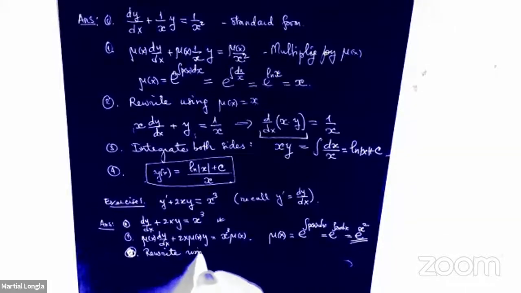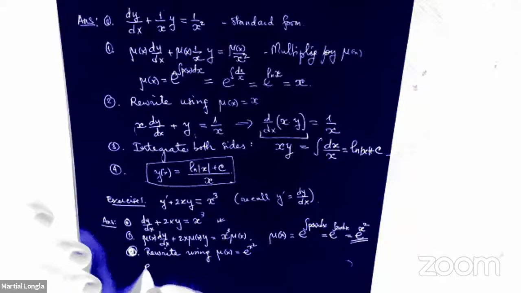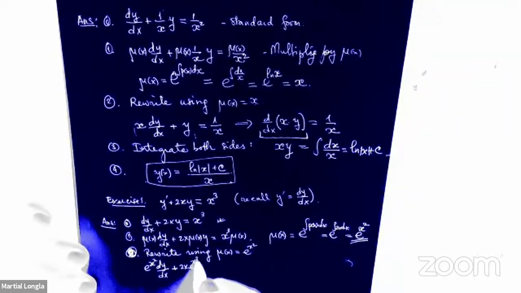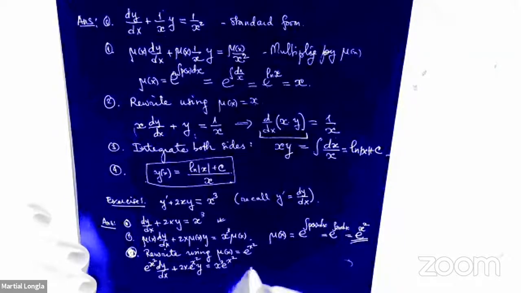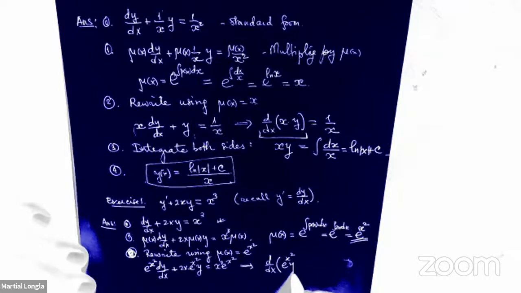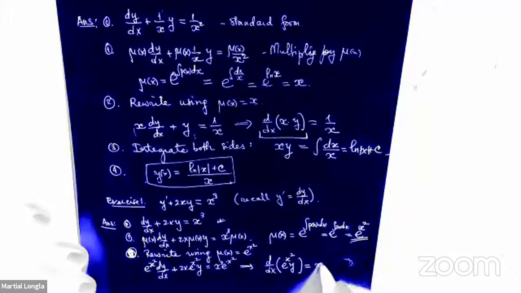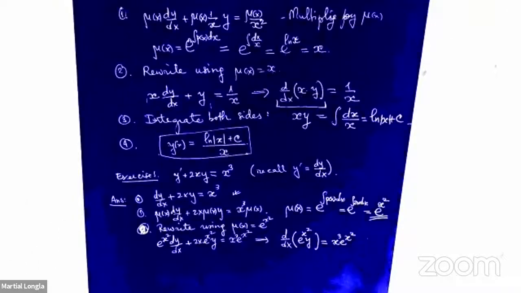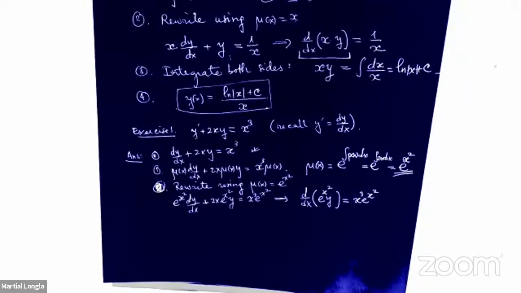For that one, I got, rewrite, e to the x squared times y. Mu of x equals e to the x squared. Do you want me to write the original differential equation with mu of x? Oh, okay, I'm just writing it down. That's what you will get: 2x e to the x squared y equals x cubed e to the x squared, which is d over dx of e to the x squared y equals x cubed e to the x squared. That's it, right? Is that what you got? Yeah, that's what I got.